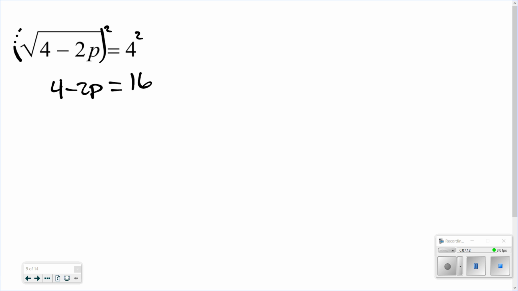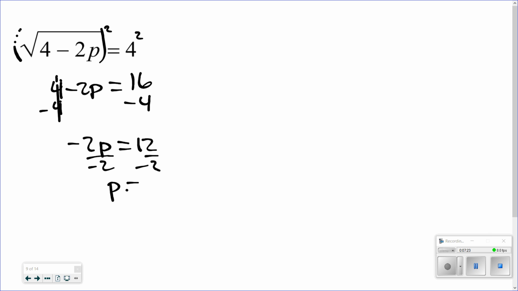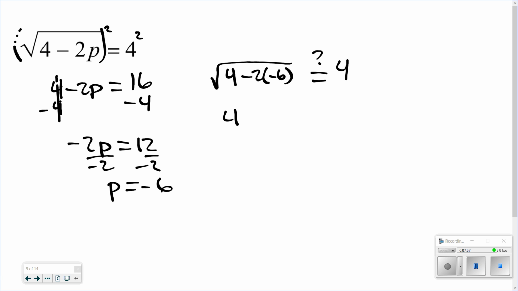Now this is a matter of just solving an equation. Get p by itself. So I'm going to minus 4. Negative 2p equals 12. Divide by negative 2. So p is equal to negative 6. Let's check and make sure it works. Square root of 4 minus 2 times negative 6. Does it really equal 4? Times those two together, it'd be 4 plus 12. 4 plus 12 is 16, and the square root of 16 equals 4, so it does check off. I think on the rest of these answers, they all work, but we have to check it each time. We can't just assume that.